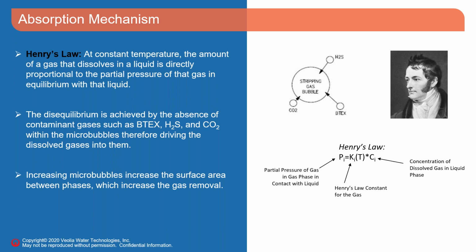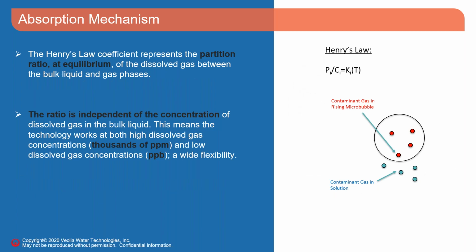The CoStrip works by continuously driving a disequilibrium, thus forcing gases from the liquid phase into the gas phase. This is achieved by introducing fresh gas in each cell through reductors and then continuously sweeping the headspace to remove the contaminants. Again, if you look at the equation, you'll see that if you keep the K and the T constant, P over C remains a constant. That means for a given gas at a constant temperature, P over C is a constant.